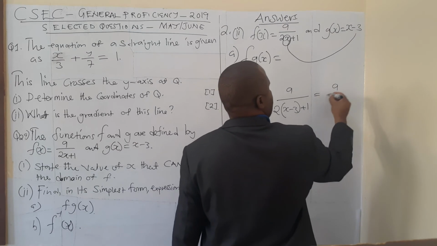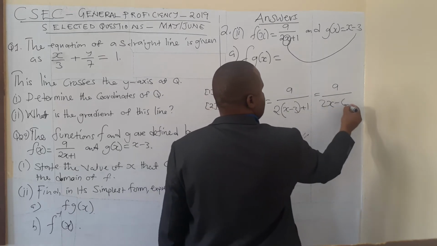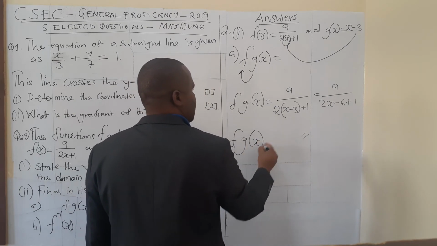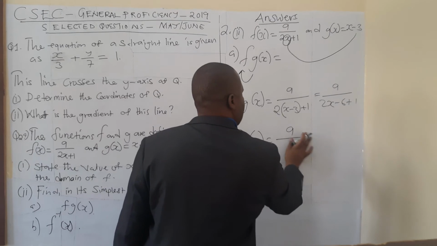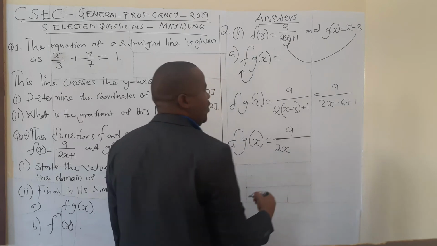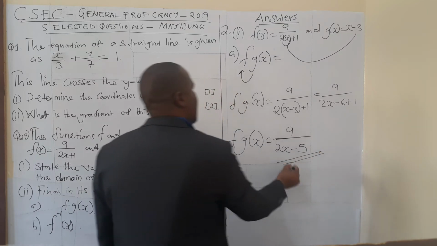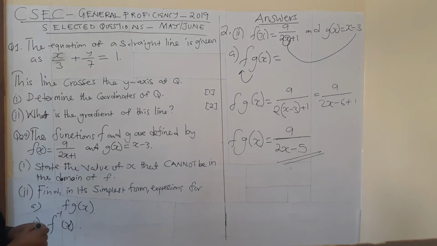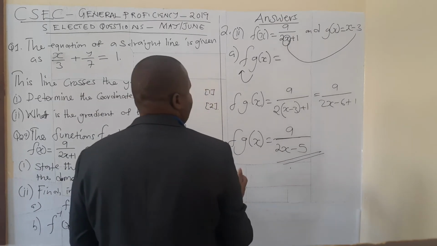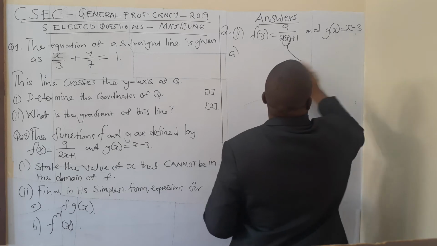This is 9 divided by, this by that is 2x. This by that is negative 6, plus 1. So f g of x is equal to 9 divided by 2x, and what is negative 6 plus 1? Negative 5. So this is our answer. That's our answer. We'll go to B. Okay, so that's how we are supposed to answer this.